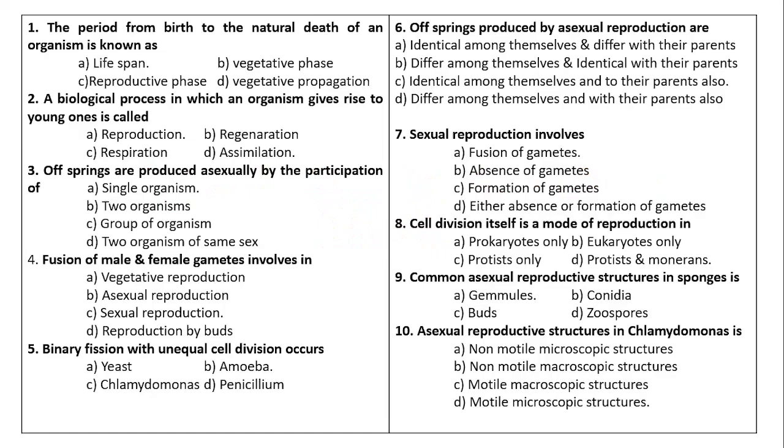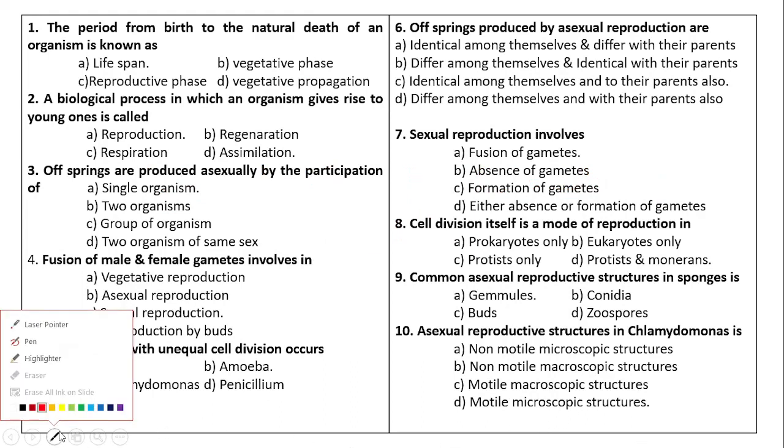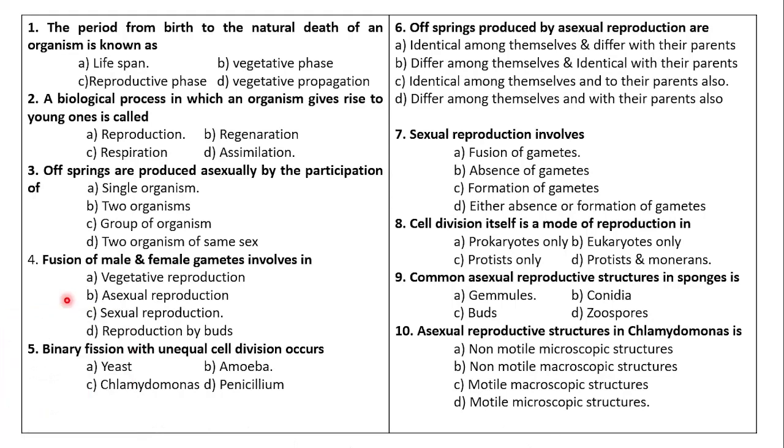So here comes the question. The first question is: the period from birth to natural death of an organism is known as. The options are: option A, lifespan; option B, vegetative phase; option C, reproductive phase; option D, vegetative propagation.